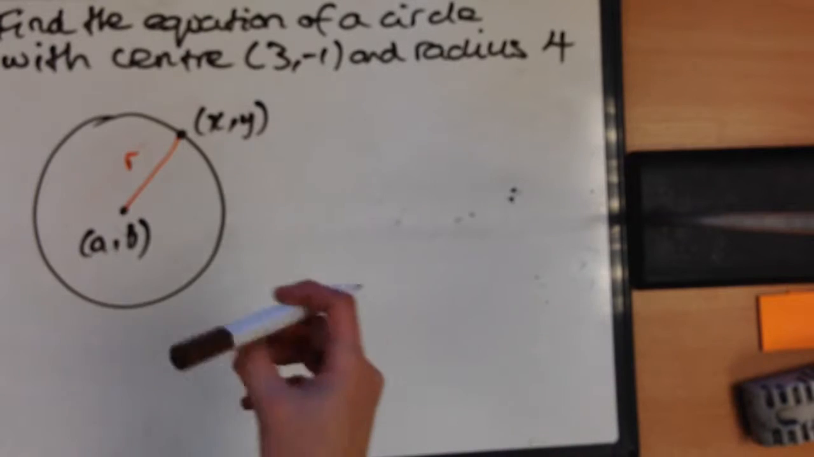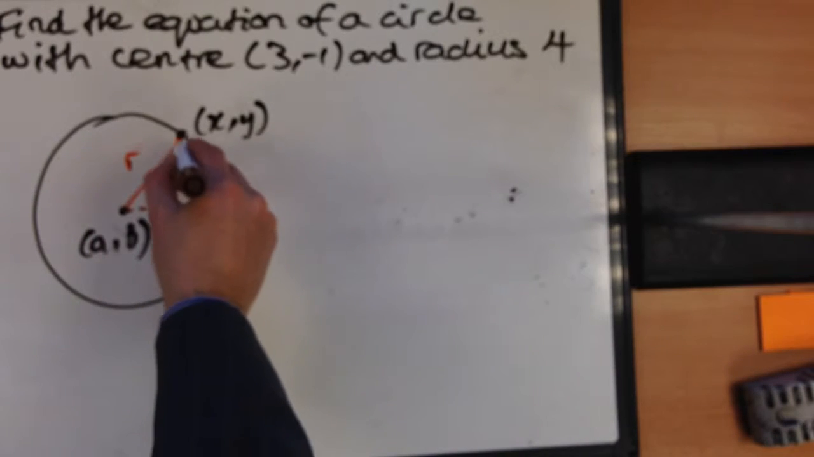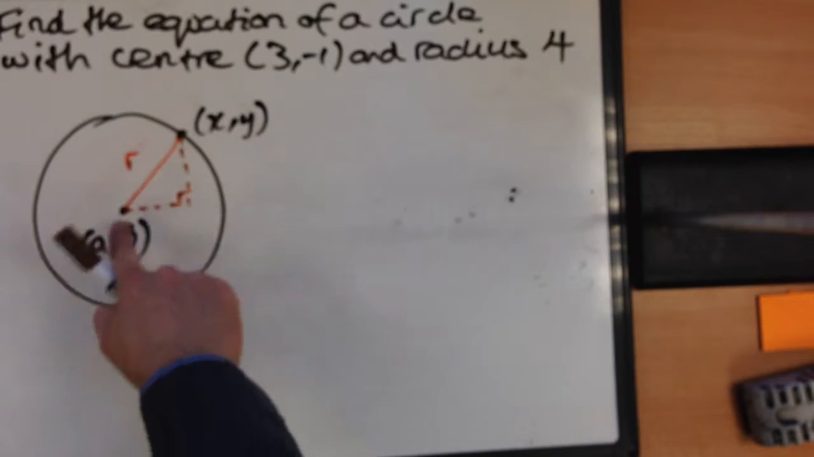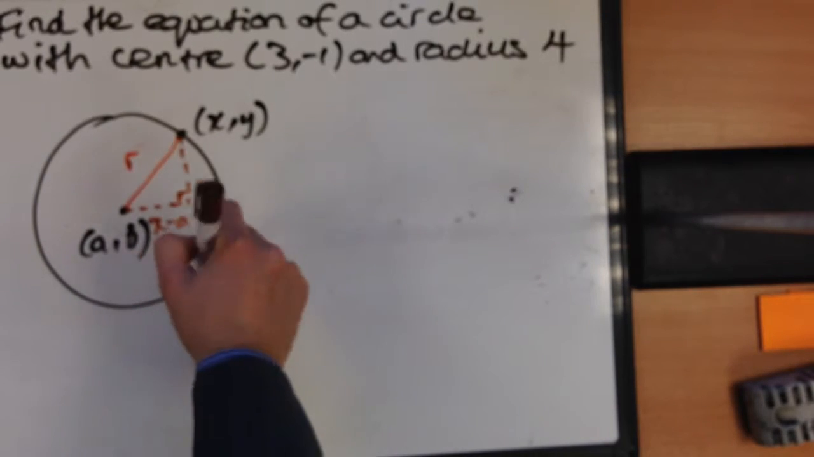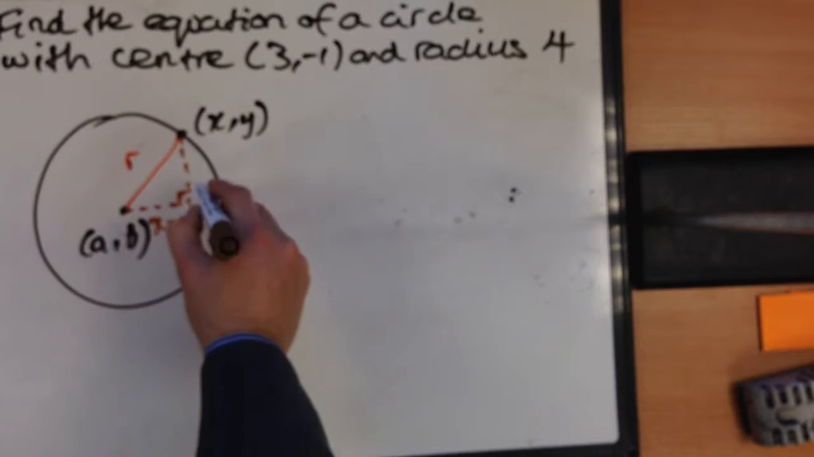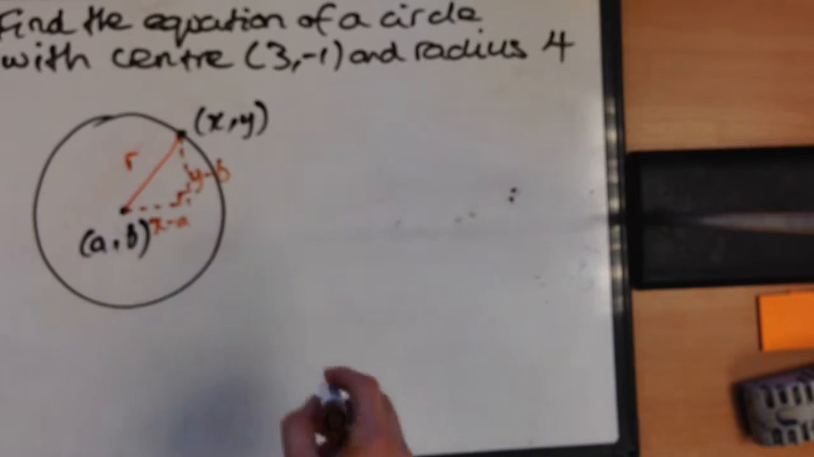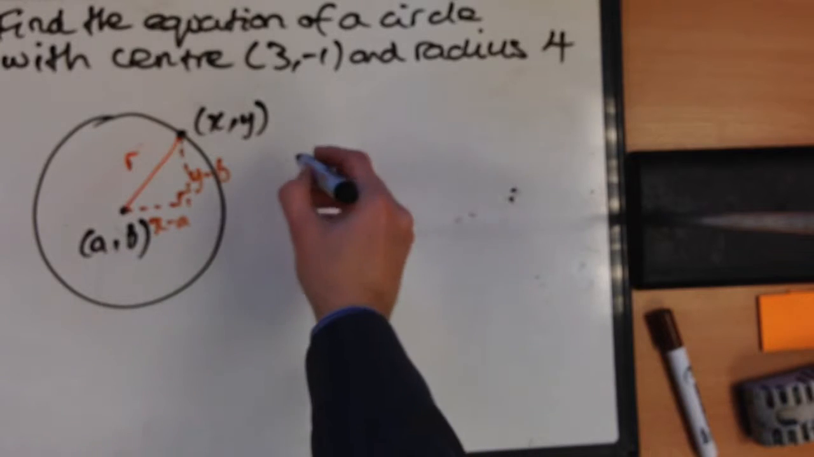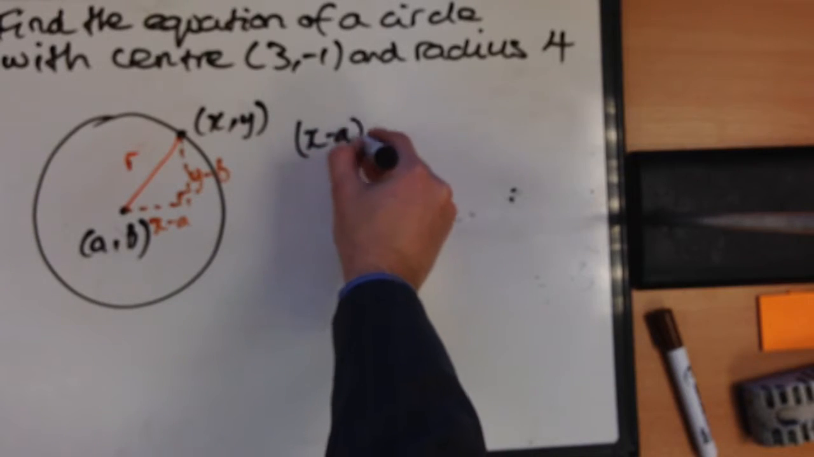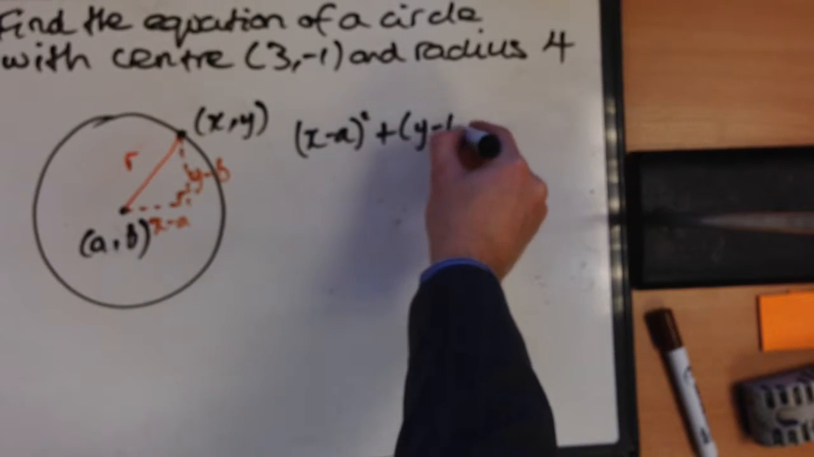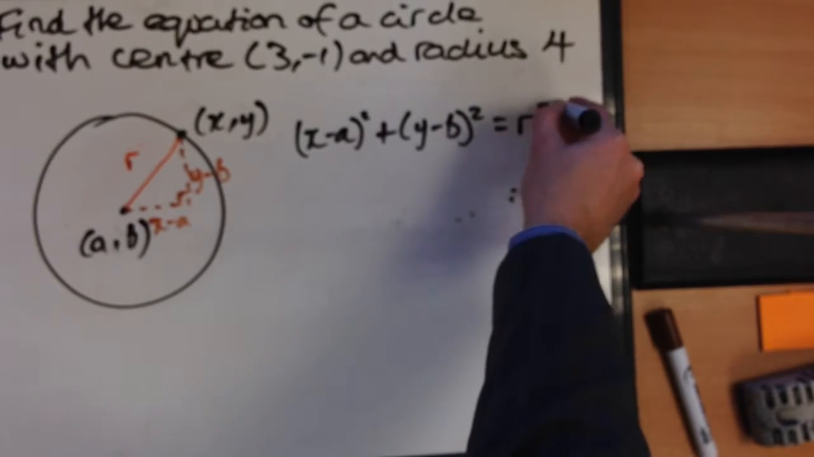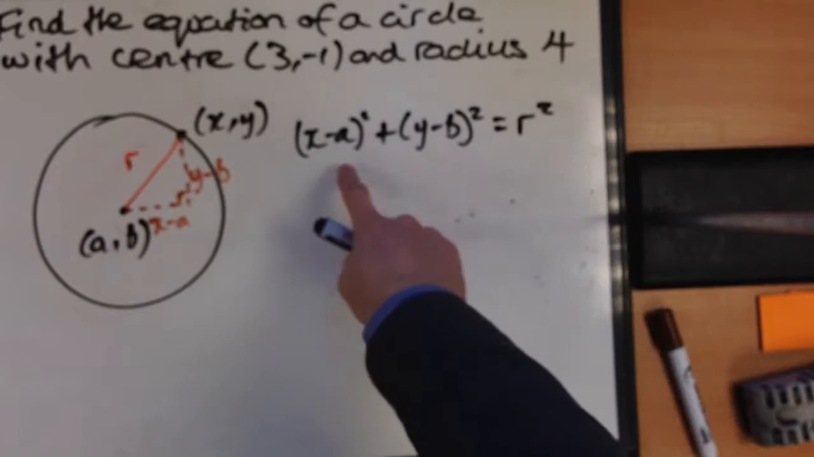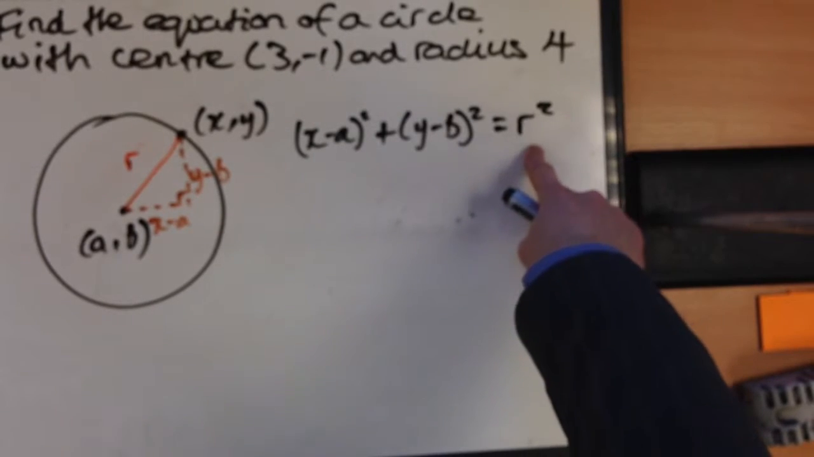Now, if we make this into a little right-angled triangle here, we can see that this distance is the difference between the x coordinates, so x minus a, and this distance is the difference between the y coordinates, so y minus b. And then joining that together using Pythagoras' theorem gives us (x minus a) squared plus (y minus b) squared is equal to r squared. And that is the general equation of any circle with centre a, b and radius r.